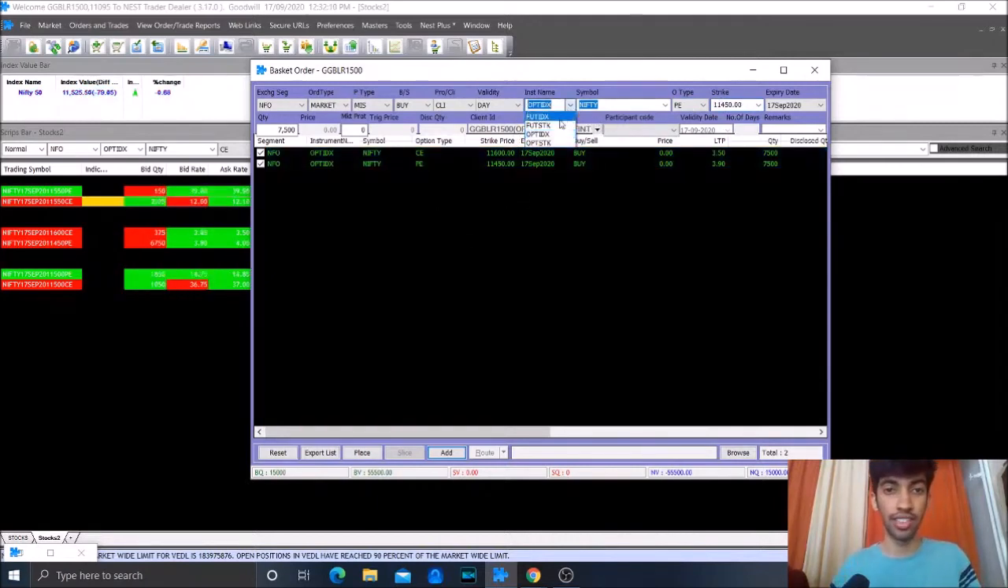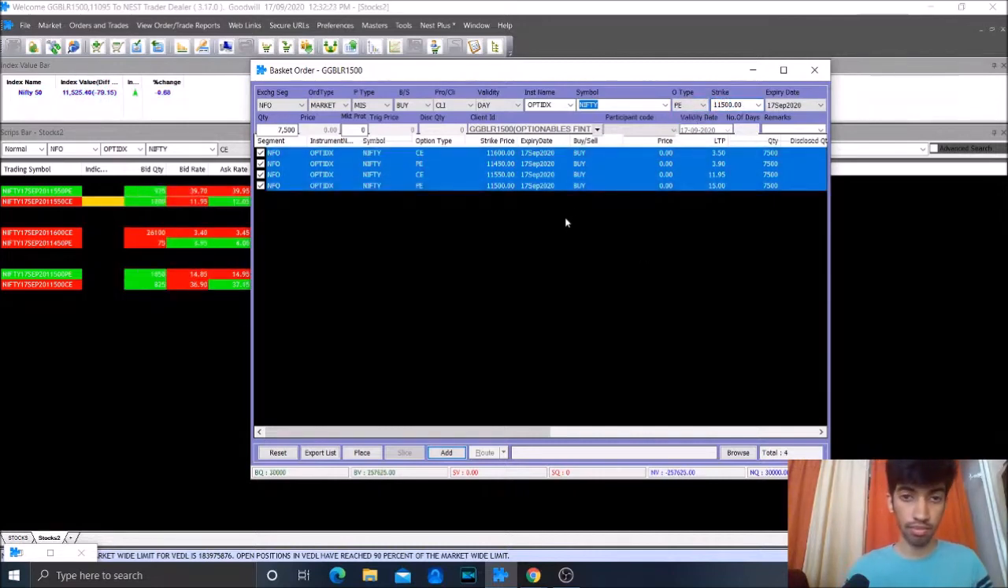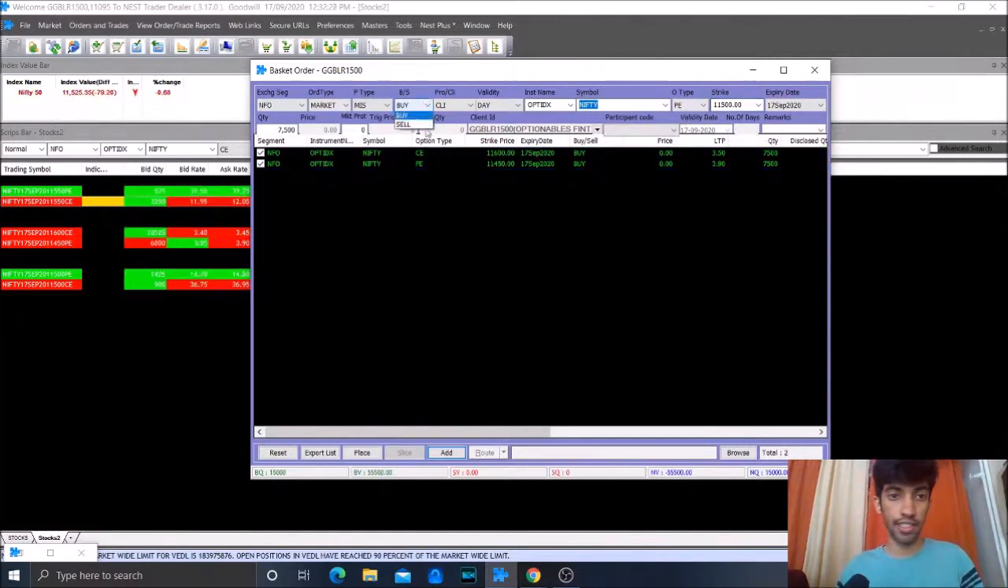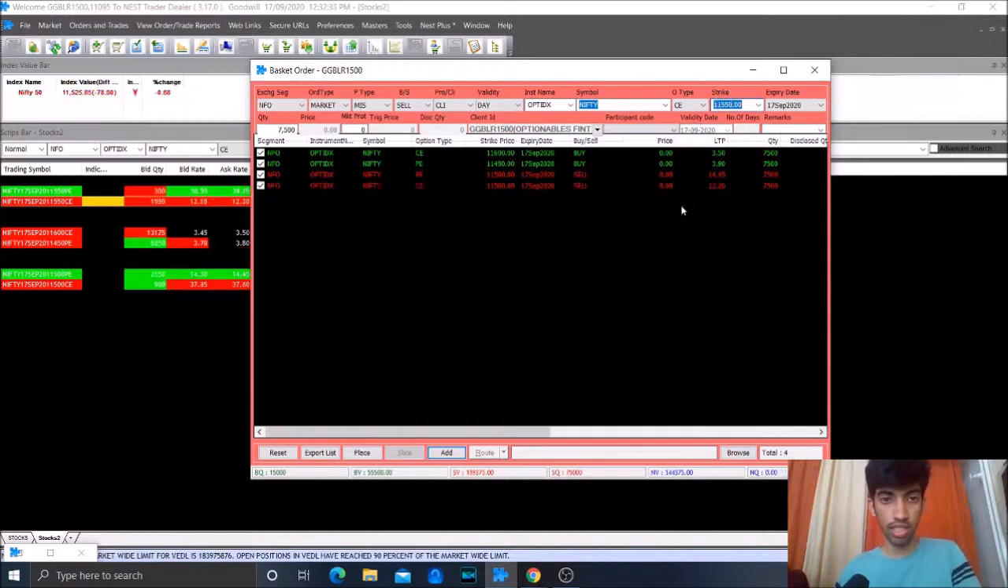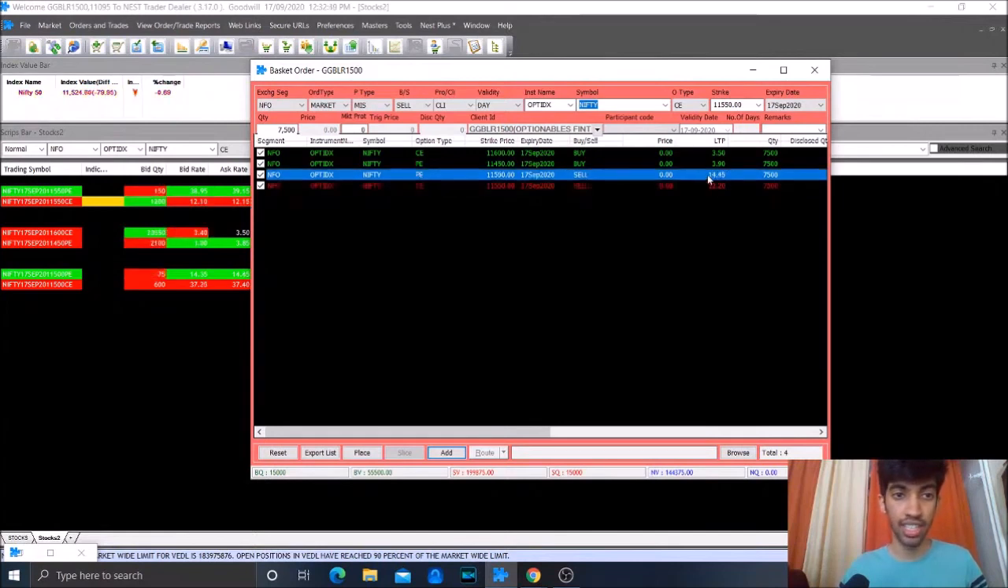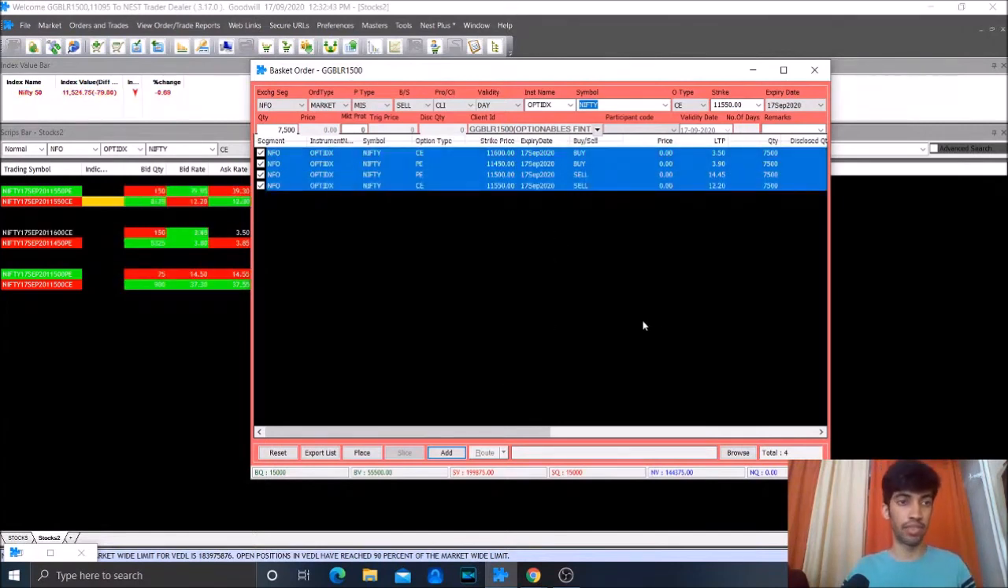So that is 11,550 CE as well as 11,500 PE. So I'll be shorting. Sorry, this is buy. I'll just clear this. Just for verification, 11,550 CE and 11,500 PE, 7,500 quantity. Okay, all done, all at market price, and I will place the order right now.